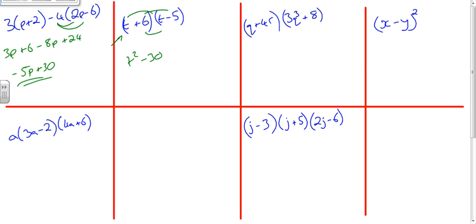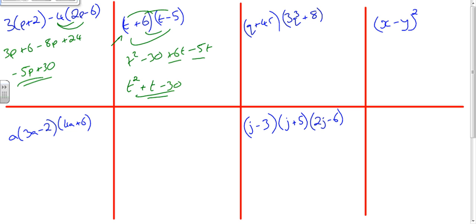Next one, if you do the left eyebrow, it's going to be t squared, then minus 30, then plus 6t, then minus 5t. So if we then simplify that, it's going to be t squared. 6t minus 5t is going to be 1t, so rather than saying 1t, we'll just write plus t, then minus 30, and that's that one done.